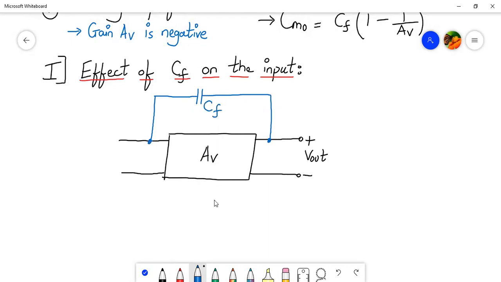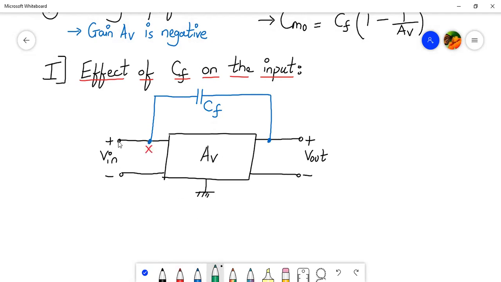Let's start and apply the testing analysis. This is the ground for the amplifier, let's say. The gain of the amplifier will be V out upon V in. This is the V in over here. And let's say that this node over here is called node X.